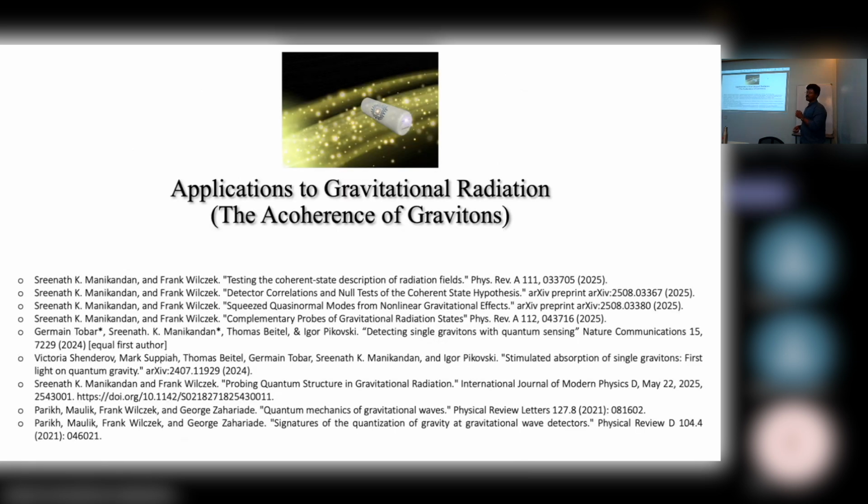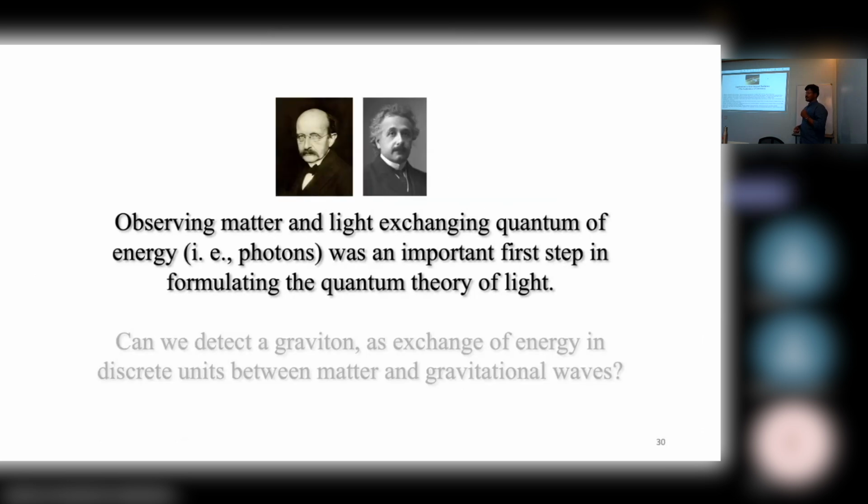Now I will come to the application to gravitational radiation. So what is the interesting problem here? We started the talk with observing that matter and light exchanging energy in discrete units was an important first step in formulating the quantum theory of light. So one can ask a similar question: whether we can detect a graviton as an exchange of energy in discrete units between matter and gravitational radiation.